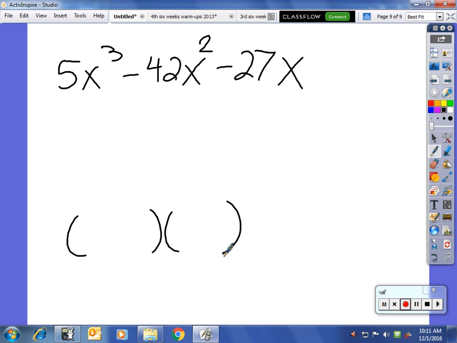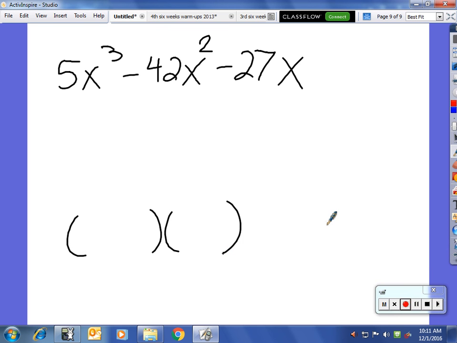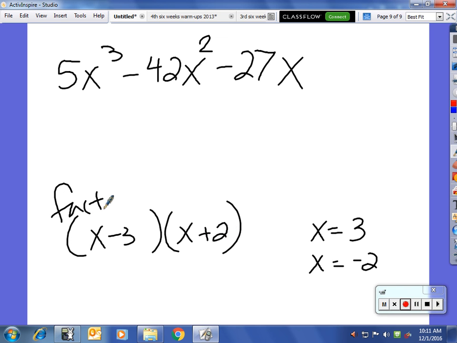Factors should look like parentheses. Solutions should look like x equals 3, x equals negative 2. So you have to know the difference between factors and solutions. These are factors, and I'm just making these up. It has nothing to do with that problem. These are solutions. So please don't give me solutions when you're supposed to stop here, or please don't stop here when you're supposed to give me solutions.